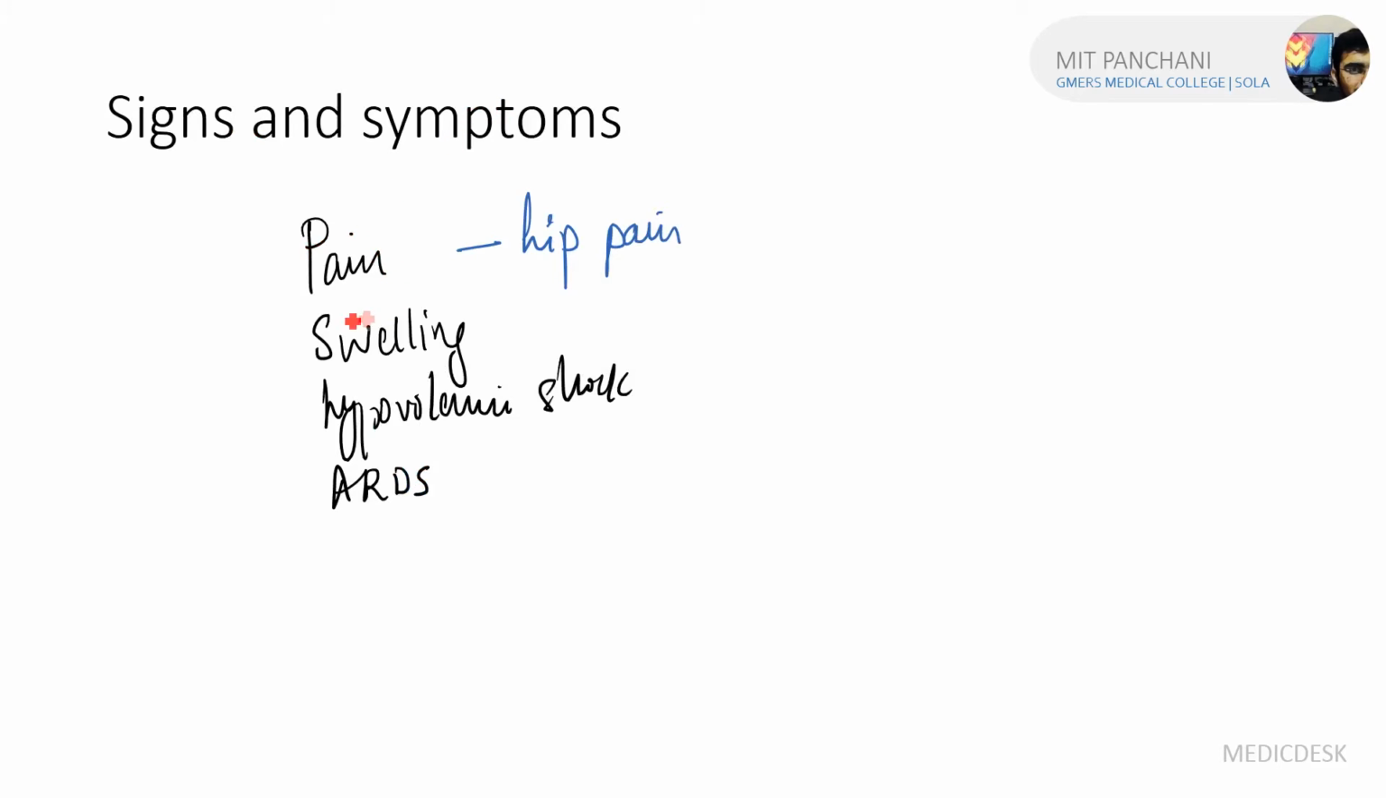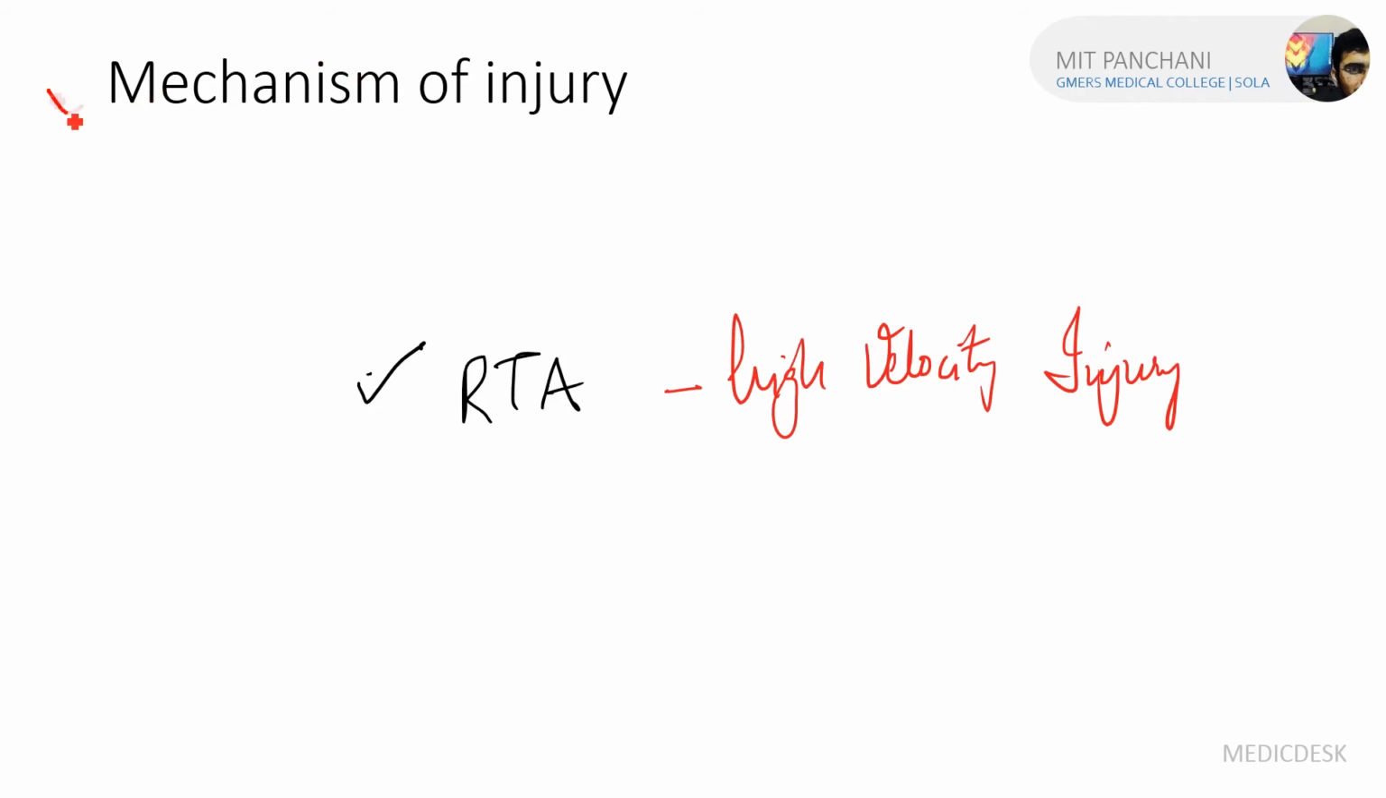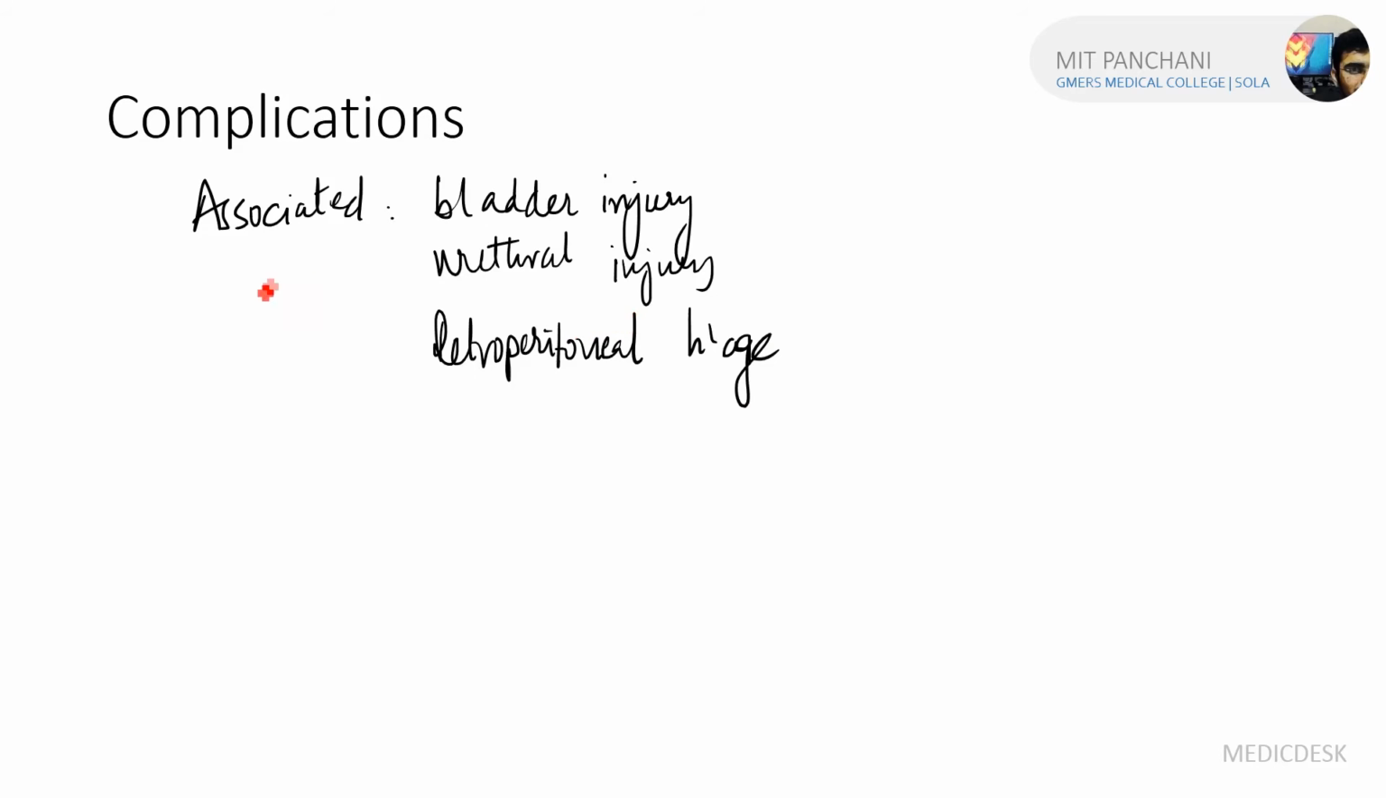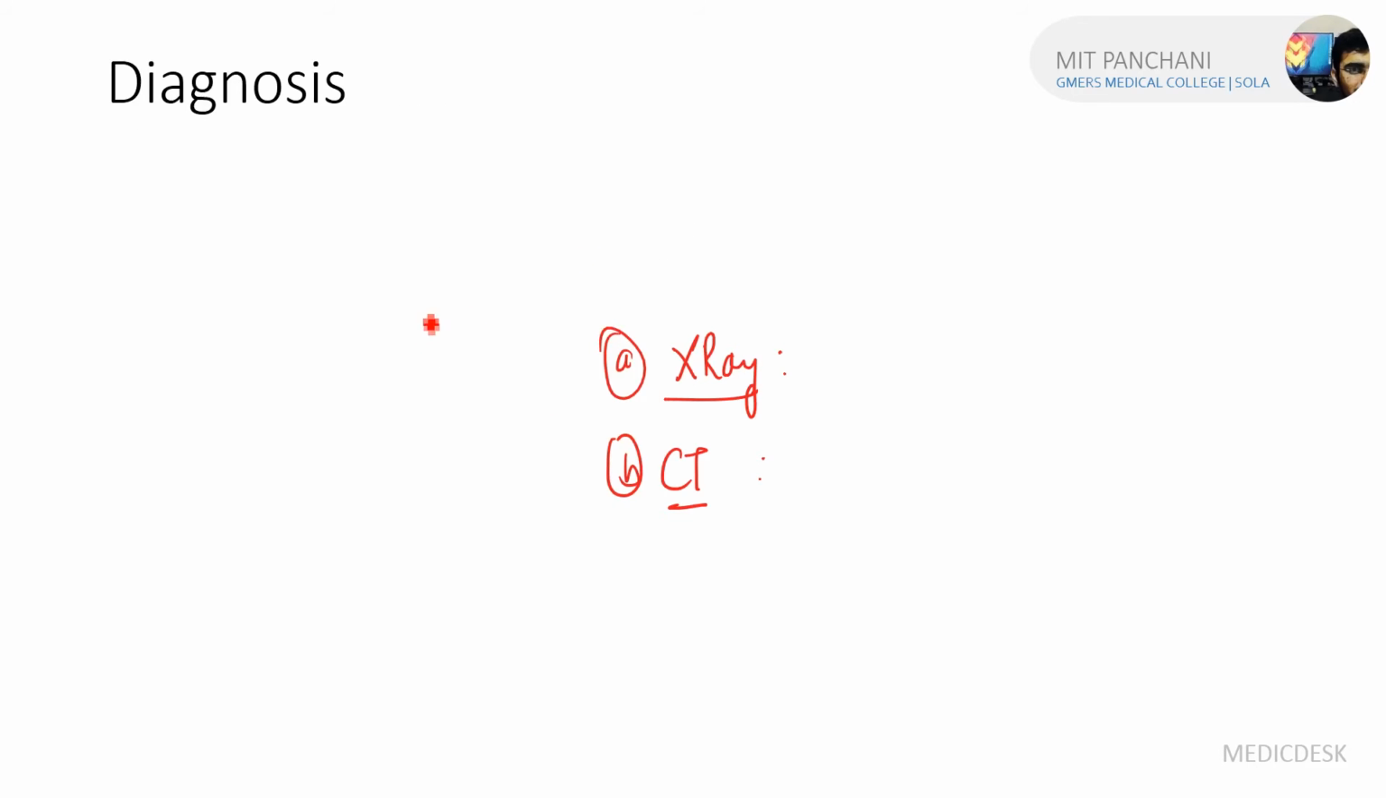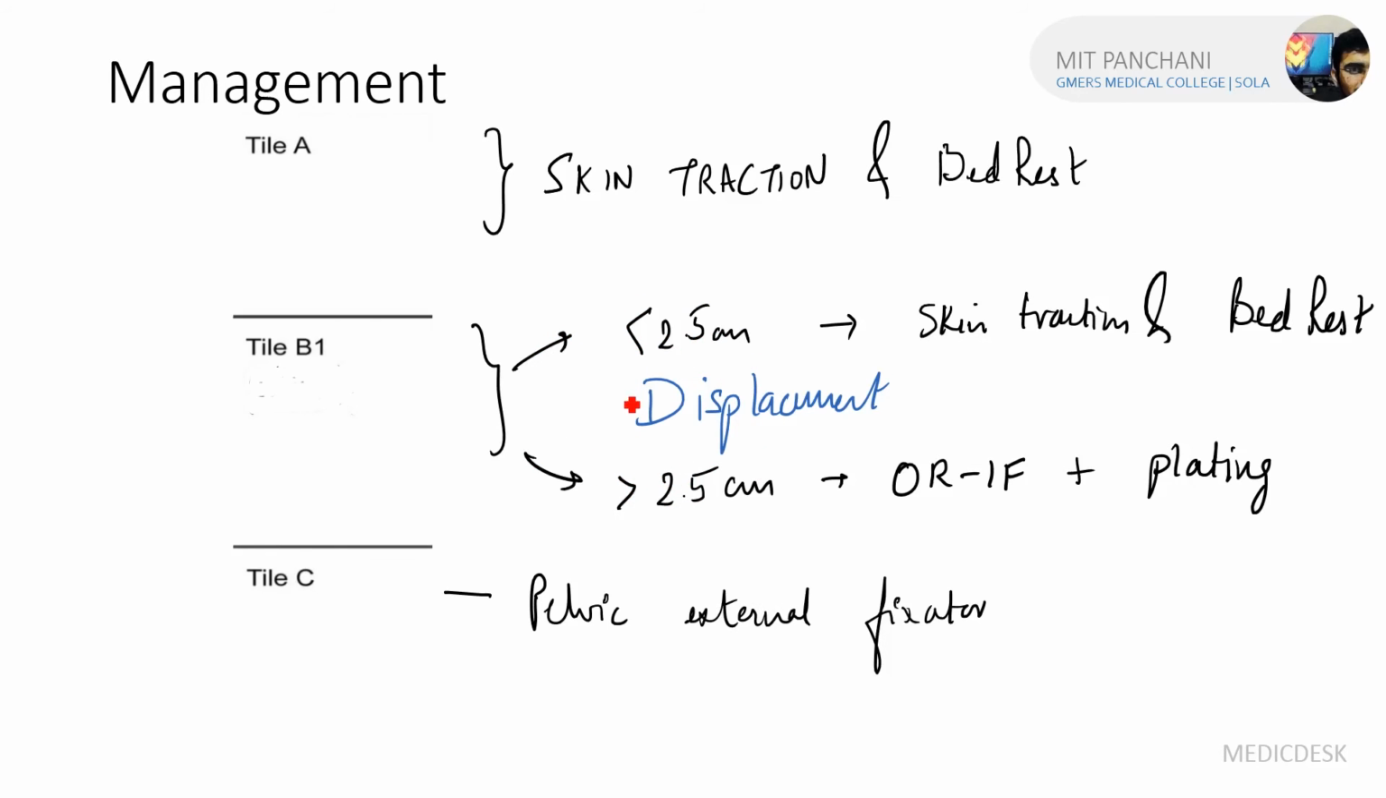Talking about the signs and symptoms, these are all the same, while the pain basically is at the hip, and there is hypovolemic shock and complications of the fracture, that is ARDS. The mechanism of injury here is high velocity injury, mostly seen in road traffic accidents. Associated complications can be bladder injury, urethral injury, or retroperitoneal hemorrhage. For diagnosis of the pelvis fracture, we can either take an X-ray or a CT scan.